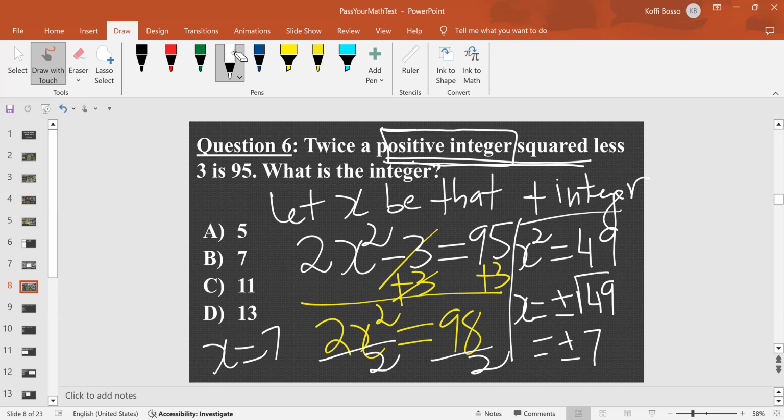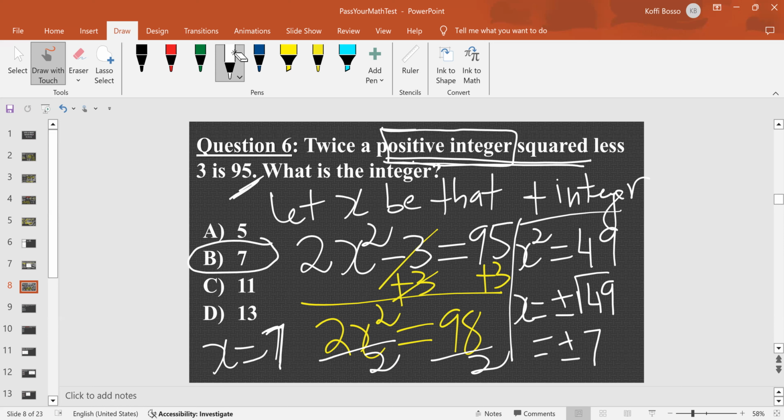Okay, now let's check. They say twice a positive integer squared. That positive integer is a 7. Now, if you square 7, you get 49. Twice means you multiply 49 by 2, and you get 98. And now 98 minus 3 gives you 95. So that's the way you can check. So the correct choice here is B, which is 7.